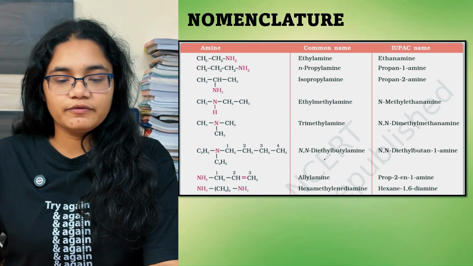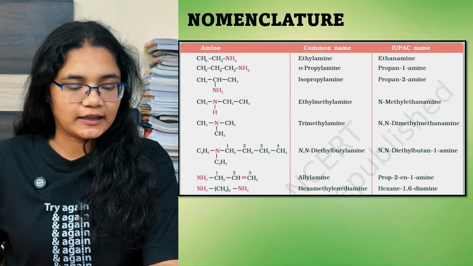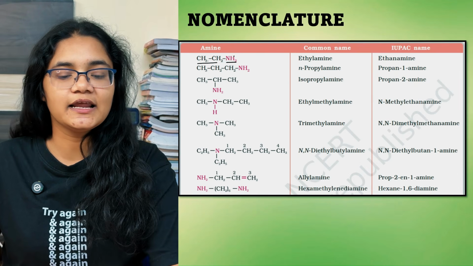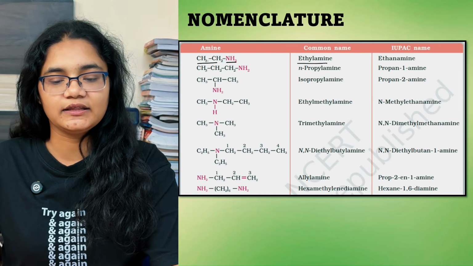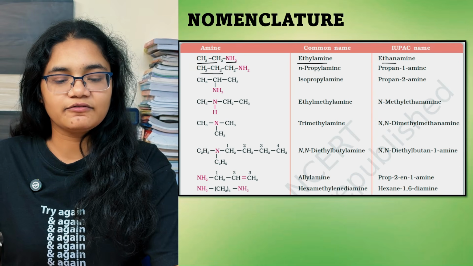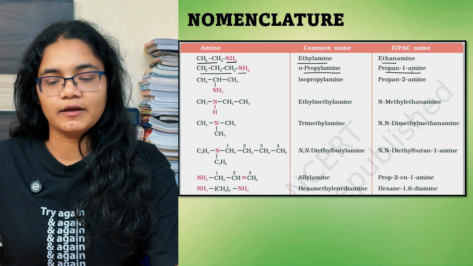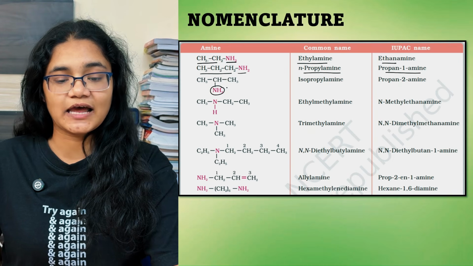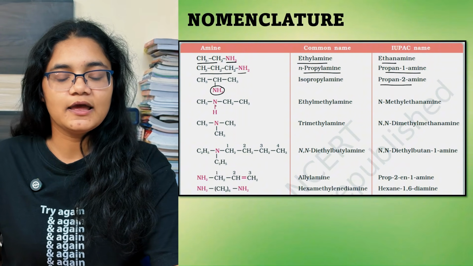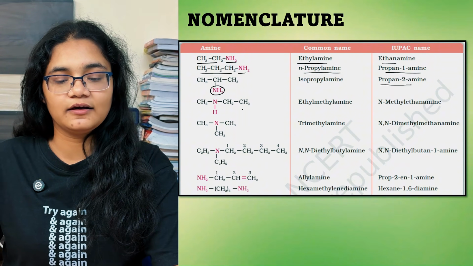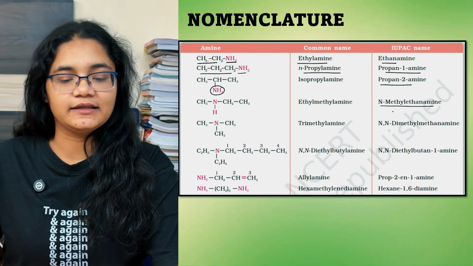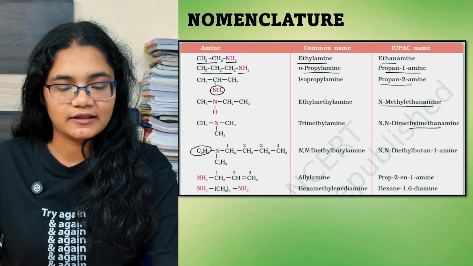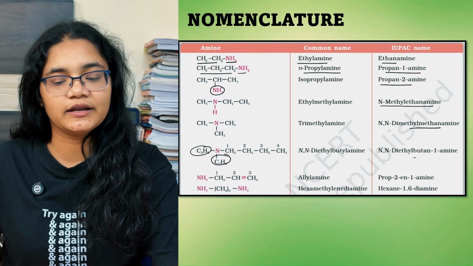Now, moving ahead to nomenclature. Suppose we have CH3CH2NH2. This is a primary amine, so the name will be ethylamine or ethanamine. Next, this structure is propylamine or propanamine. Now here we have NH2 with CH3CHCH3. This is isopropylamine or propan-2-amine. Now here we have N-methylethylamine, or N-methylethanamine. Then we have N,N-dimethylmethanamine. Then you have N-ethyl, N-ethyl, and here you have butan-1-amine.